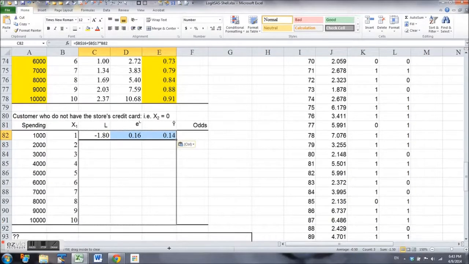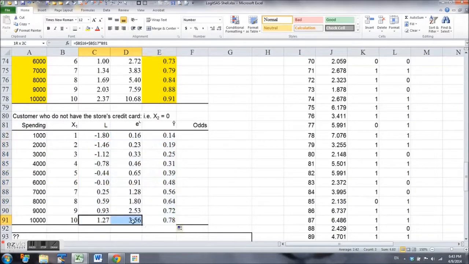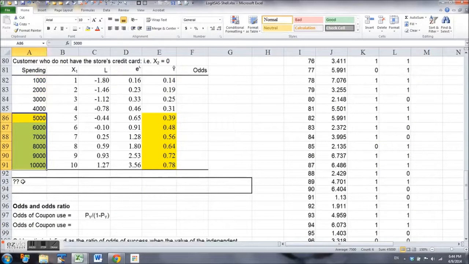Now we copy, so that gives us the y hat. Now if you look at the probabilities, here is where the minimum of 40% starts. Of course, I know this is 39%, but it's close enough. So customers who spend at least $5,000 among those who do not hold a credit card are potential customers to whom you can mail the catalog.